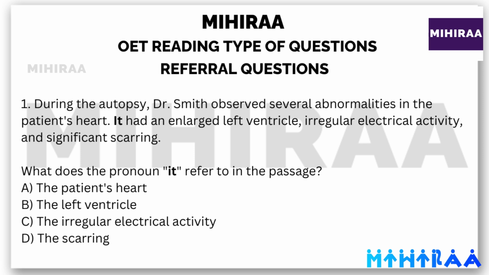The answer is option A, the patient's heart. Explanation: this is evident from the context of discussing abnormalities in the heart, such as an enlarged left ventricle, irregular electrical activity, and significant scarring.